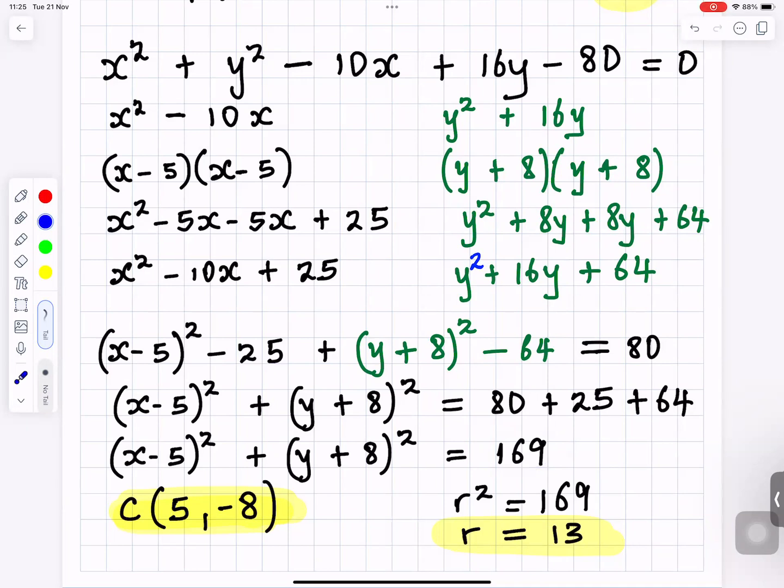So the center is the 5. Because it's minus 5, we will use plus 5. It's plus 8, we will use minus 8. So the center is 5, minus 8. The radius is the square root of this 169, which is 13. So I think most students prefer this way to do it, because the first method, you have to memorize those formulae.